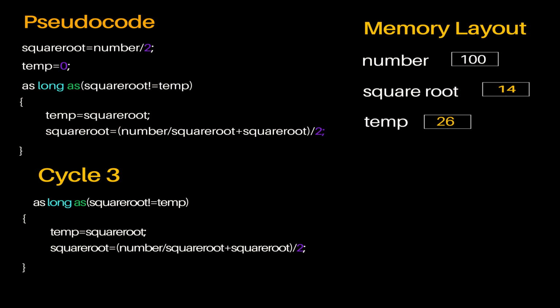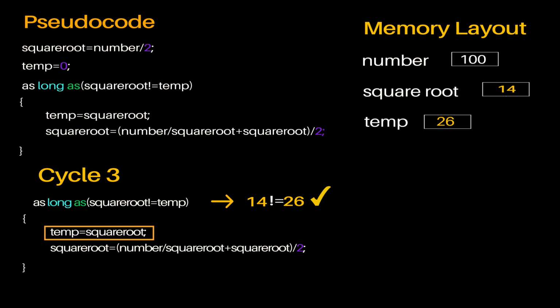In cycle 3, we can check that the value of square root happens to be 14 and temp happens to be 26. So if I substitute these two values, we would be getting it as long as 14 not equal to 26. Yes, the condition is true again. Since the condition is true, I would be executing both the statements. And the first statement to be executed is temp is equal to square root. It is an assignment statement. Whatever is on the RHS, that would be initialized to LHS.